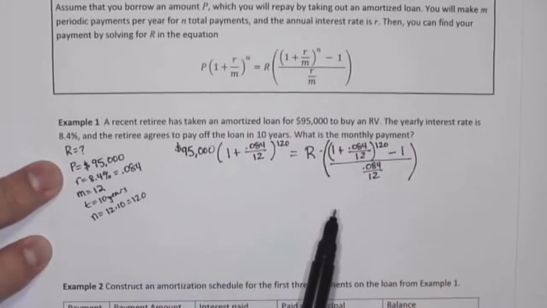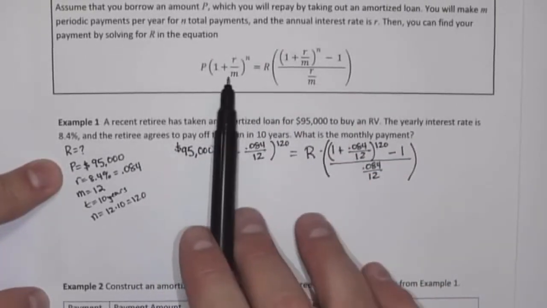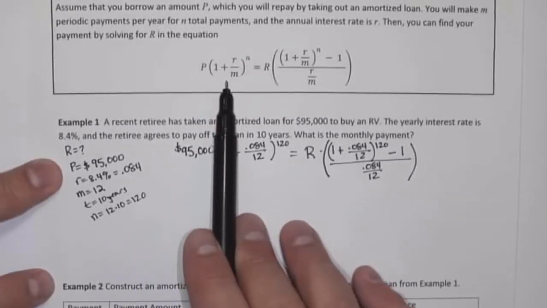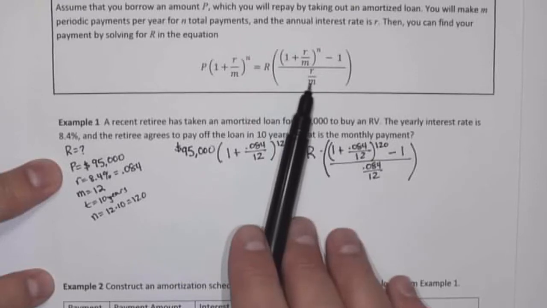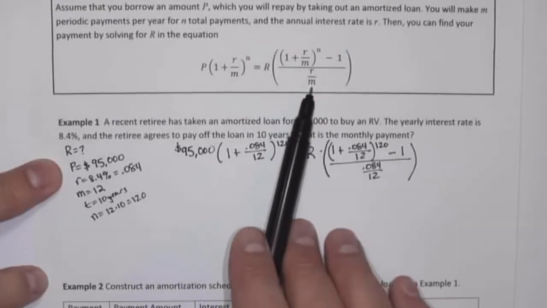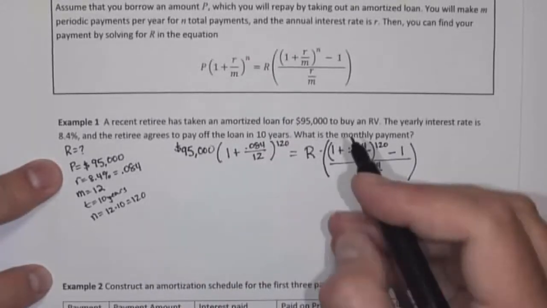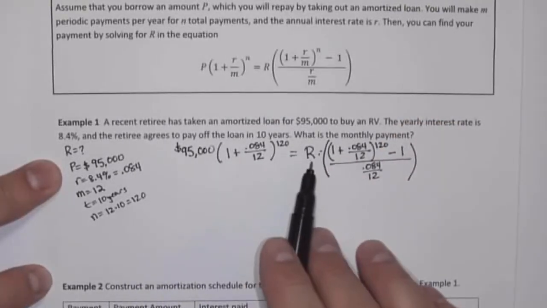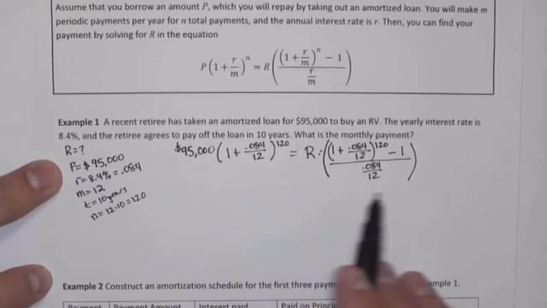Now this looks like a pretty terrible formula, but when you look at it from the perspective that this is just the compound interest formula that we've used, and this is just the future value of an annuity formula that we've used, it's really not that bad. So what I have is this is going to just be a number, and that equals R times this number, and so we can solve.